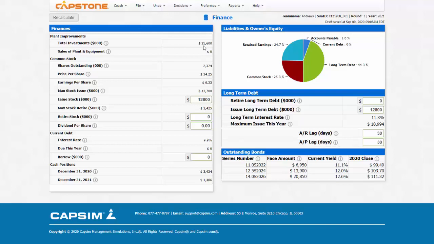Later on in the simulation, if you have excess cash, you can choose to retire stock, issue dividends, or retire bonds. If you think you're going to see an increase in accounts receivable or your inventory, you may borrow current debt to pay for that. You can also change accounts receivable and accounts payable, which we have covered earlier. So that's the finance spreadsheet.